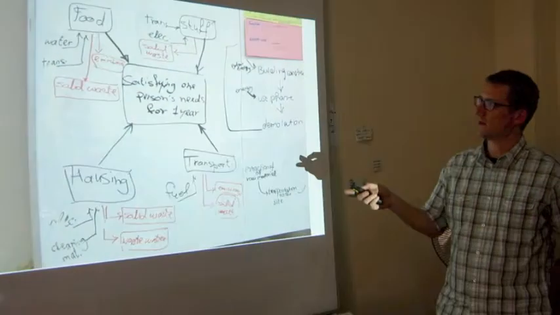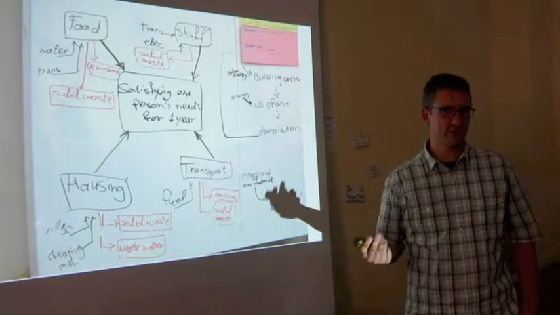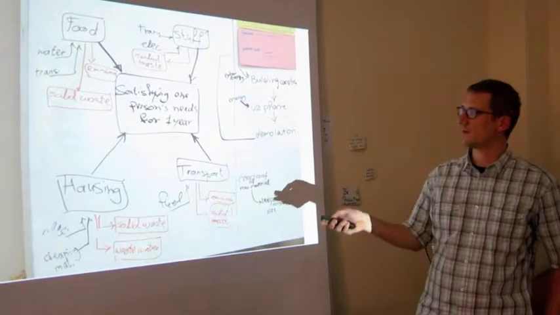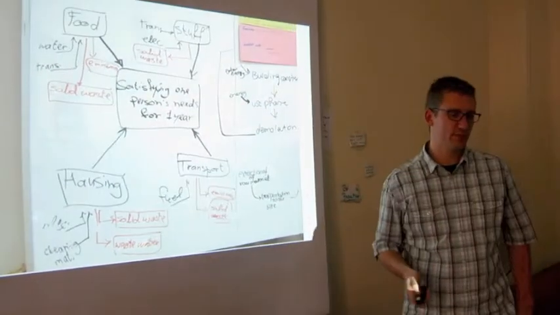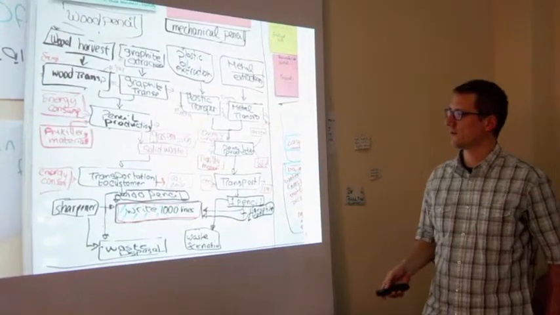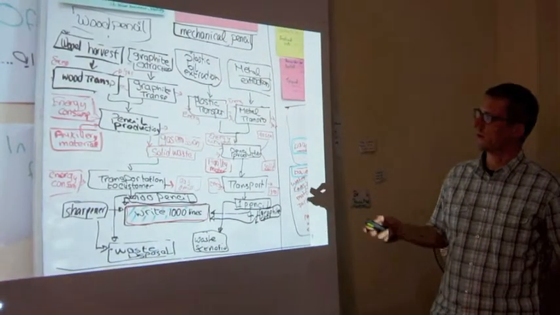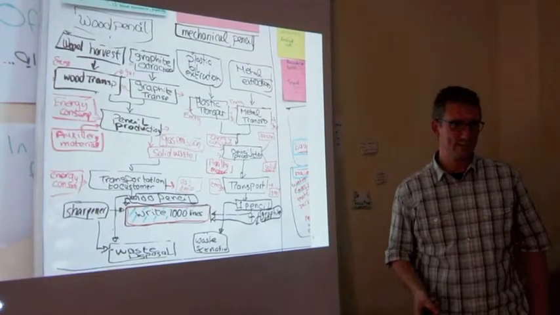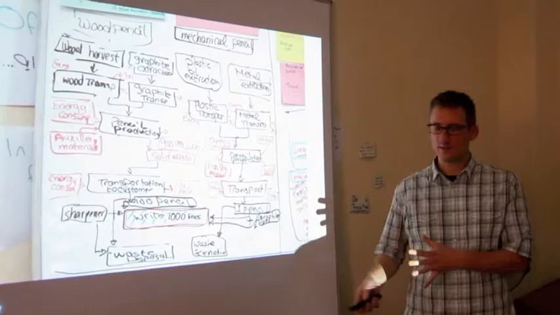For example, here satisfying the needs of one person for 1 year. The person needs housing, transport, stuff and food. Or another example, you can see it here, comparing a wood pencil and a mechanical pencil. This is just the beginning of the course.